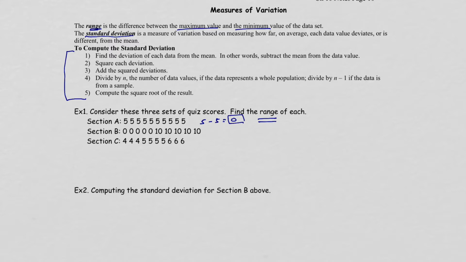What about the second one? It starts from 0 all the way to 10. So the largest data is 10 and the smallest one is 0. So your range is 10 on that one. The third one, smallest data 4, largest data 6. So when you do 6 minus 4, that will be 2. So that's how you're going to find your range.